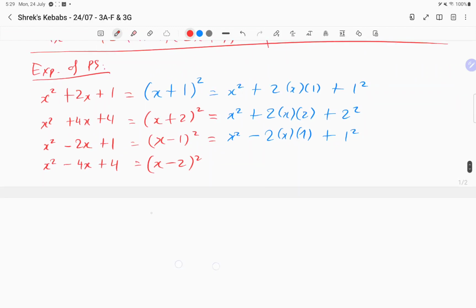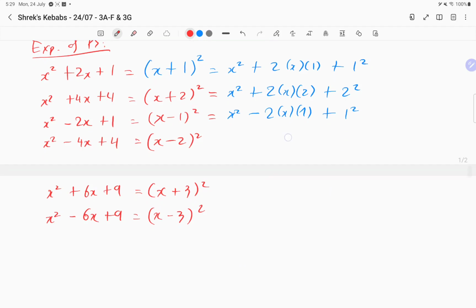Okay, now let's see. Can anyone tell me the simplified version of these two here? X squared plus 6x plus 9. And the other one would just be x squared minus 6x plus 9. Why is it 6? Because 2 times x times 3. So you do 2 times 3 first. Yeah, you go backwards. Okay, does it make sense, guys?